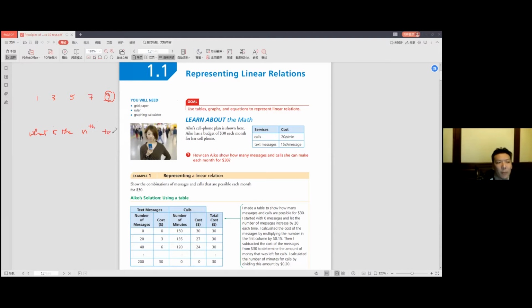2n plus 1? Well, let's see if that works. By your logic, if n is equal to 1, then the answer should be 2 times 1 plus 1, which is equal to 3, right? And my first term is not 3. My first term is 1. So unfortunately, 2n plus 1 doesn't work. Can you think of another solution which would work?